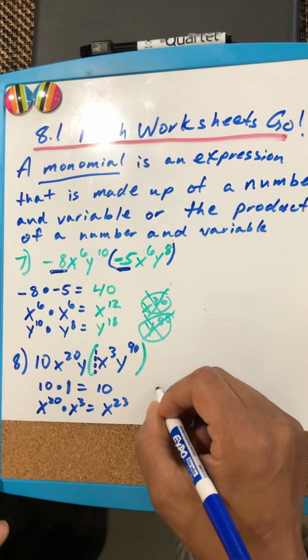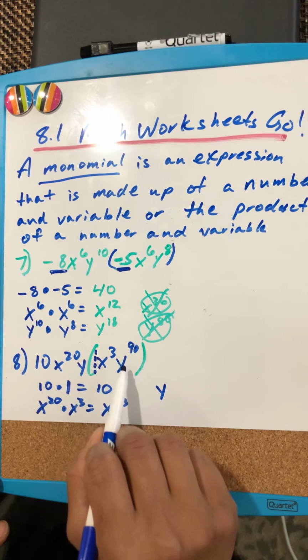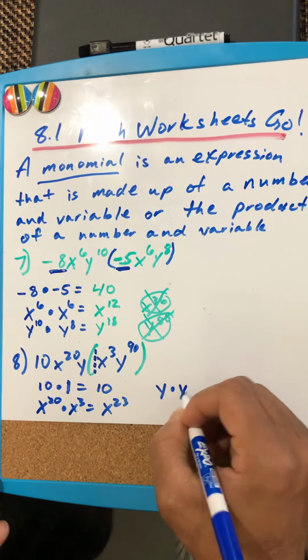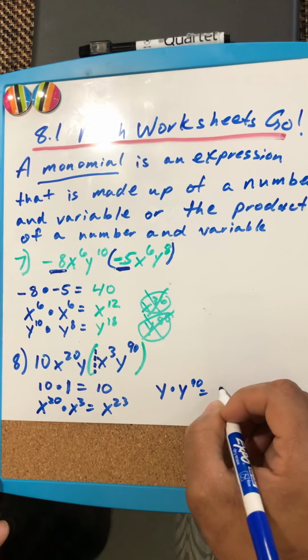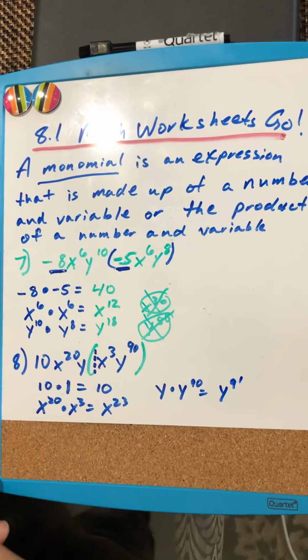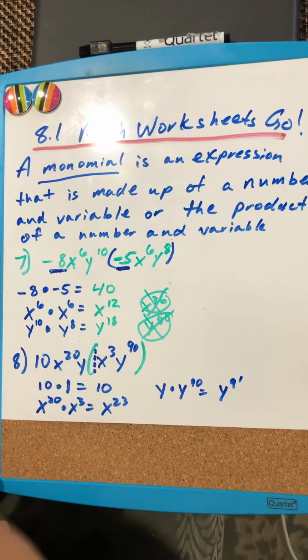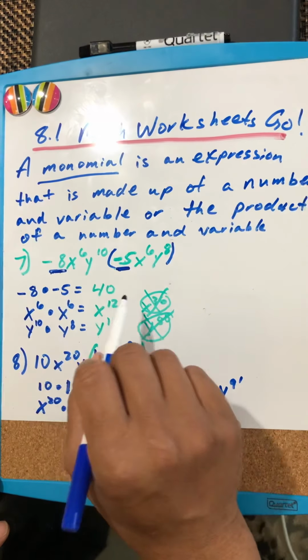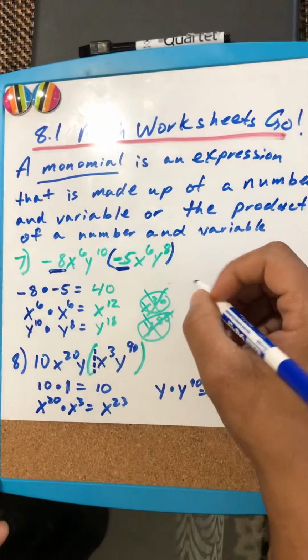And finally, I'm going to take y from here and multiply it with y to the 90th, which is going to give me y to the 91. Then I just simply put everything together. So, you know what? I didn't put everything together here.